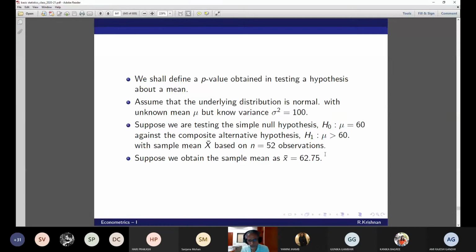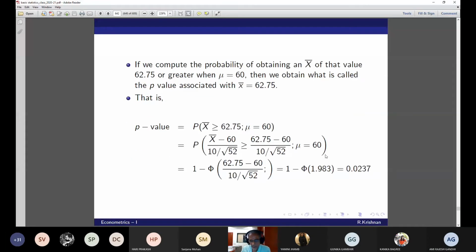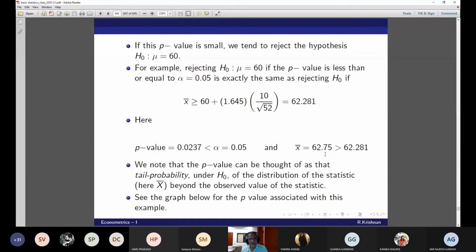Let's see how correct your intuition is. This tells you you can treat 62.75 equal to 60 only at a very low probability, 0.0237. If this p-value is small, we tend to reject the hypothesis. All statistics books only tell this. If the p-value is closer to 0, you reject the null. If the p-value is away from 0 towards 1, you accept the null. Okay. Now you ask the other question.